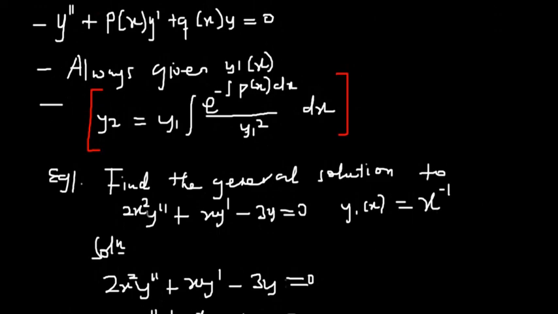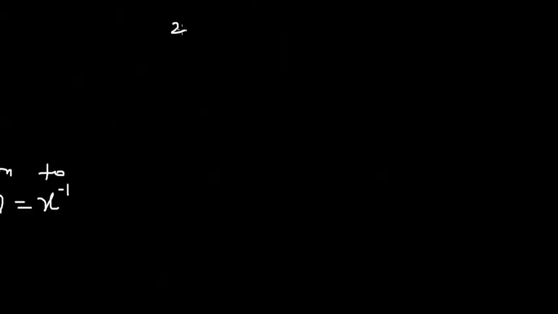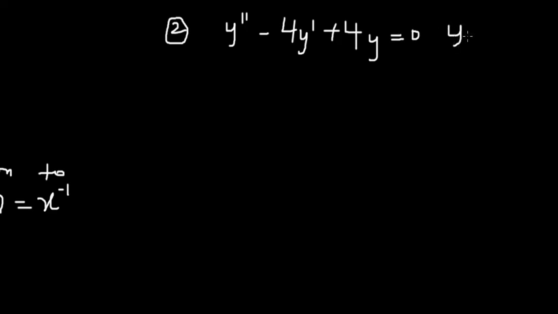Okay, so let's take the second example. We have Question 2, and we have to find the general solution for this question. We have 4, y equals 0, and we've been given y1 to be e exponent 2x. So let's see how we go about solving this.